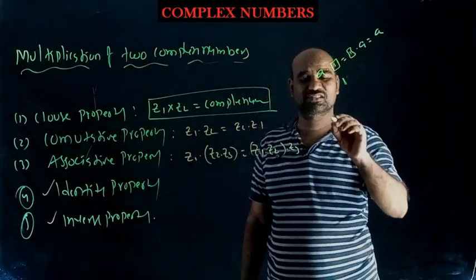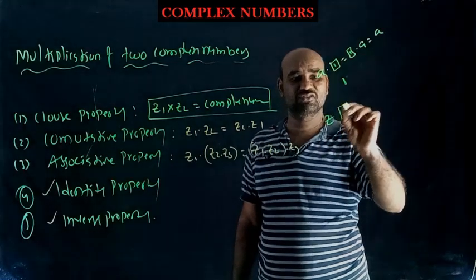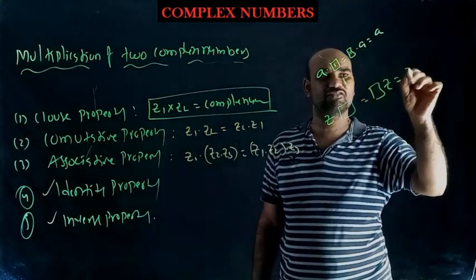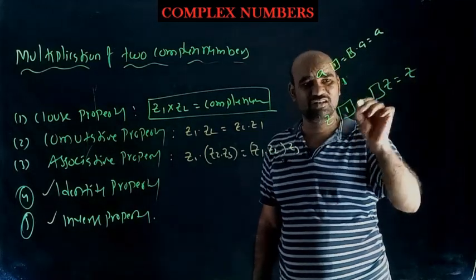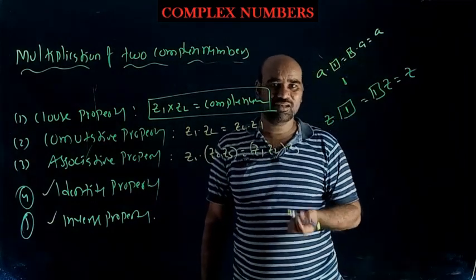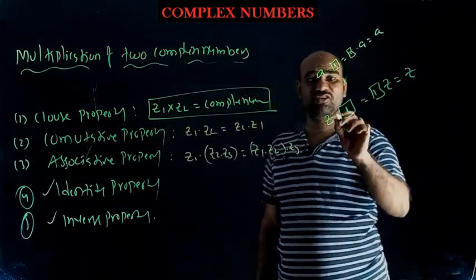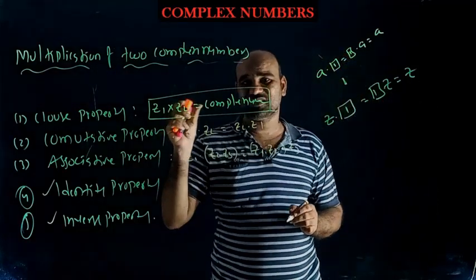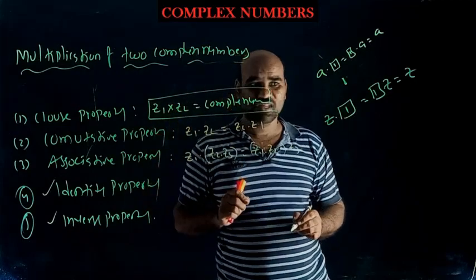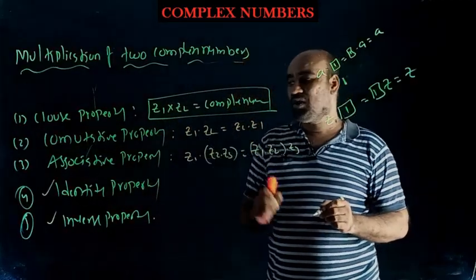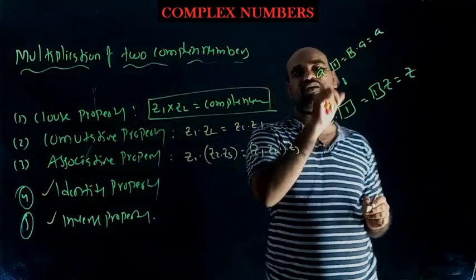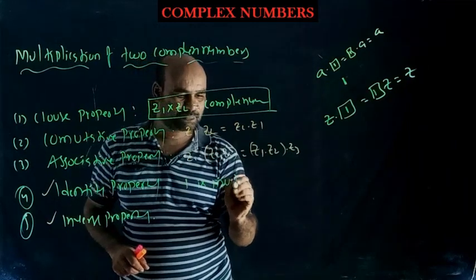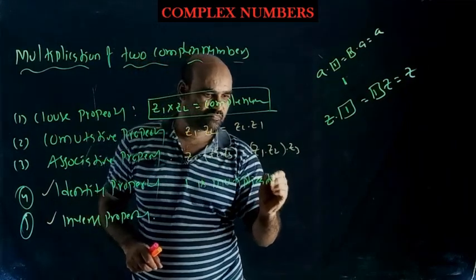Just like in complex numbers. Z is a complex number. There should exist another complex number so that Z into that complex number equal to that complex number into Z equal to Z only. So what is that complex number? 1. 1 is also a complex number only, pure real but a complex number. Means Z into 1 equal to 1 into Z equal to Z. That's why complex numbers satisfy the identity property with respect to multiplication, and 1 is treated as the multiplicative identity of a complex number. 1 is the multiplicative identity.